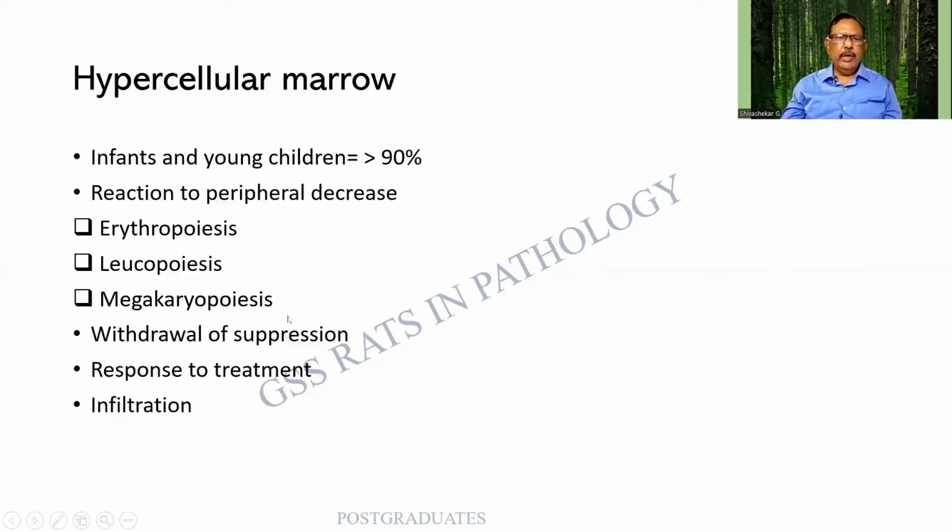Withdrawal of the suppressing factor. As I had been telling you in another example, the patient has been under an exposure to the chemicals. There is an aplasia and he is dissuaded from it. And you find that the bone marrow starts recovering. Infiltration, this is by cells which are foreign to the marrow. It can be any of the metastases or it can be lymphoma or whatsoever. So these are some conditions where you can get a hypercellular marrow.